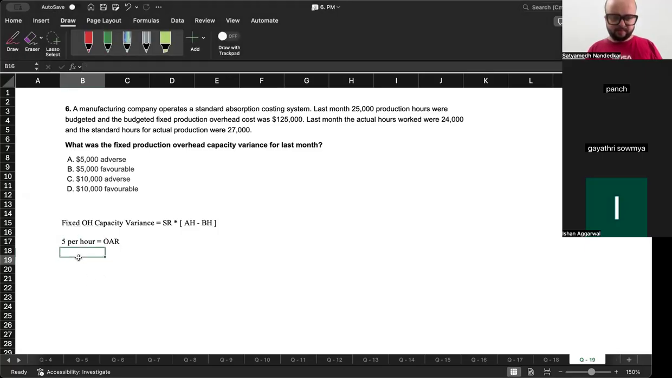Actual hours, 24,000, and budgeted hours how much was it? 25,000. So actual hours were 24,000, budgeted hours were 25,000. See, when budgeted hours are 25,000, that means they expected all 25,000 hours to be used and output delivered in that proportion. You actually ended up using only 24,000 hours. So this is an adverse variance of 5,000.